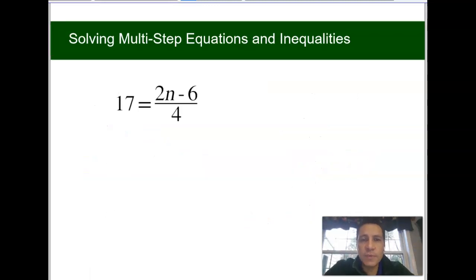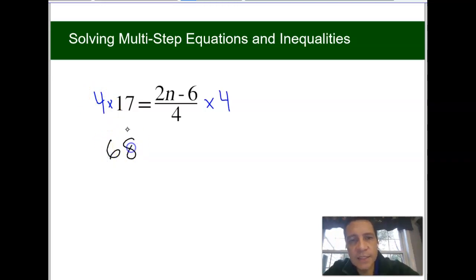All right, let's take a look at this type of equation. I have 17 equals 2n minus 6, all of that divided by 4. Since that whole expression is being divided by 4, I want to multiply this whole side by 4. But if I multiply the right side by 4, I better multiply the left side by 4. 4 times 17, that's 68. 2n minus 6 divided by 4 times 4, these 4's are going to cancel each other out. That just leaves me with 2n minus 6, and now this equation is much easier to solve.